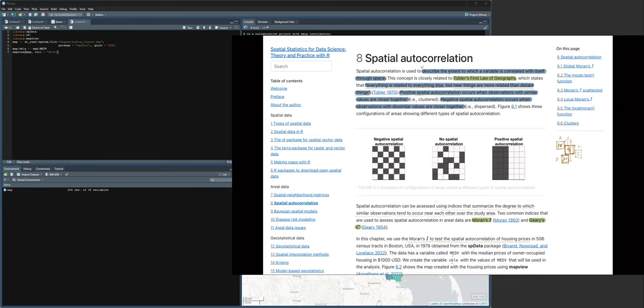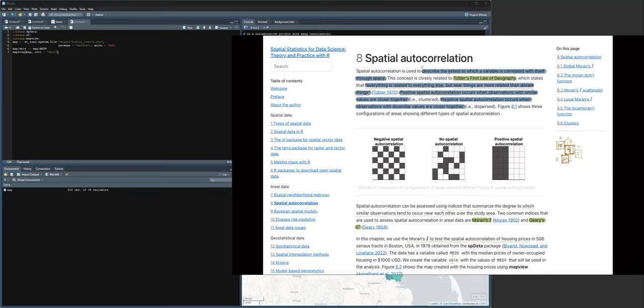These kinds of things are more like a standardized, relative score to represent the extent to which values are correlated to one another across the space.